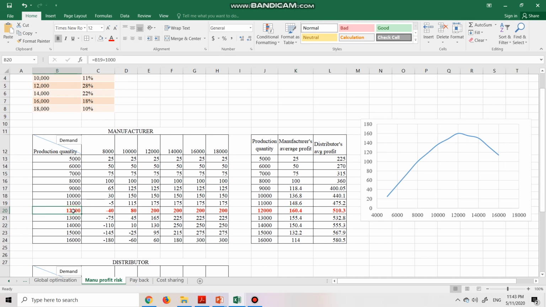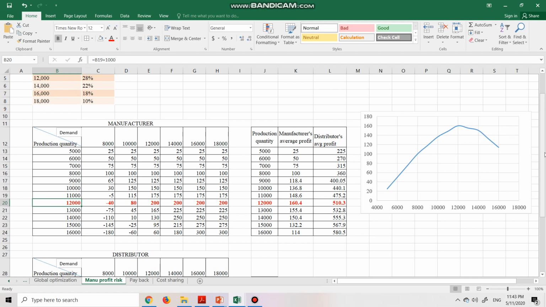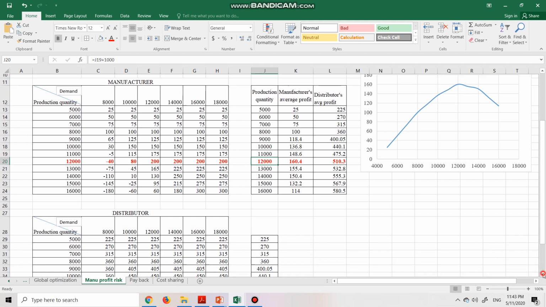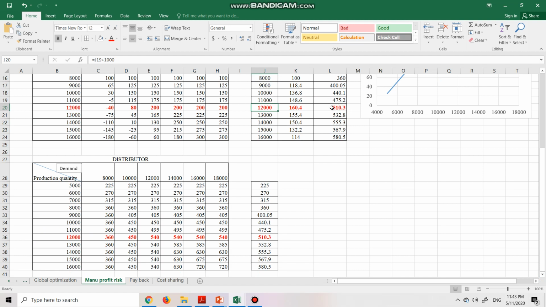And when the manufacturer produces 12,000, it means the order quantity of the distributor is also 12,000, and at this point we can calculate the distributor's average profit is equal to $510,300. And how can we calculate it? So we also do the same thing. We can use the if function.